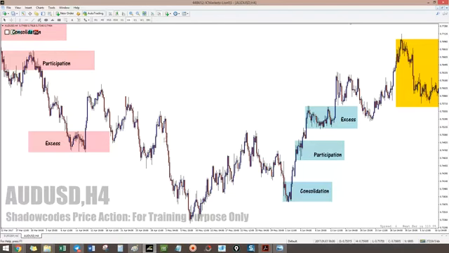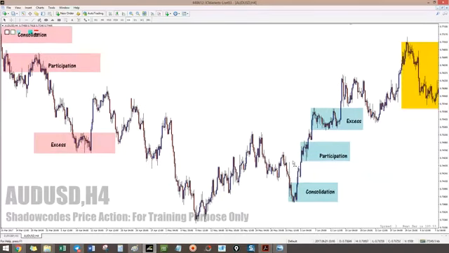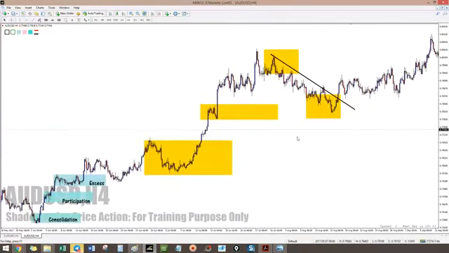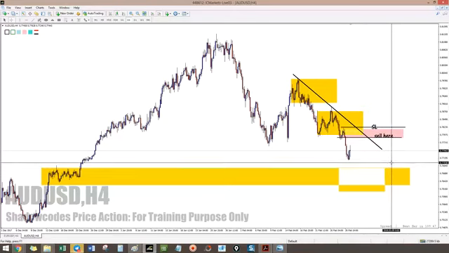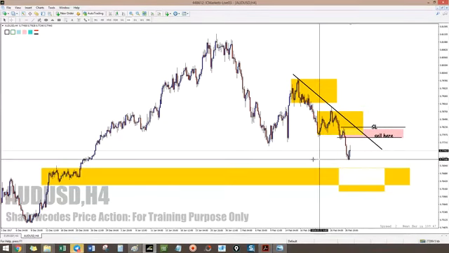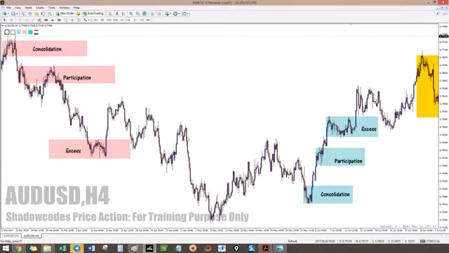Okay, on the chart, on the history, everything already happened. So you can say this one, this one, this one. But on the live chart over here, for example, okay, so you need to predict where is the next structure will happen. So that is the difficult part. So in this previous market, just learn how to identify consolidation, participation, and excessive.